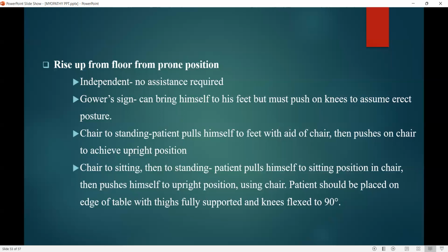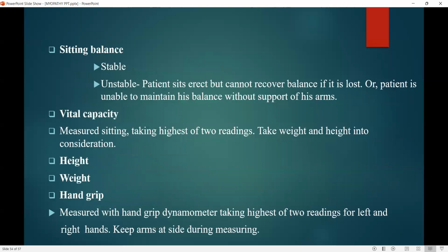Patient should not be placed on the edge of a table with the knees flexed at 90 degrees. Sitting balance: stable, unstable. Stable is not unstable. That means the patient sits erect but cannot recover balance if it is lost, or the patient is unable to maintain his balance without the support of his arm.